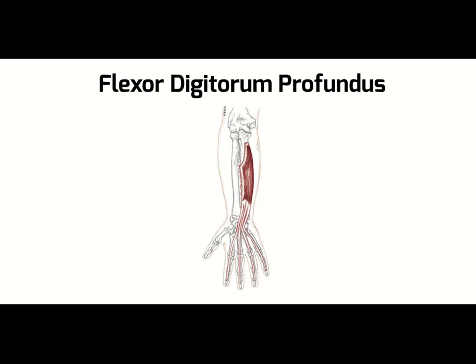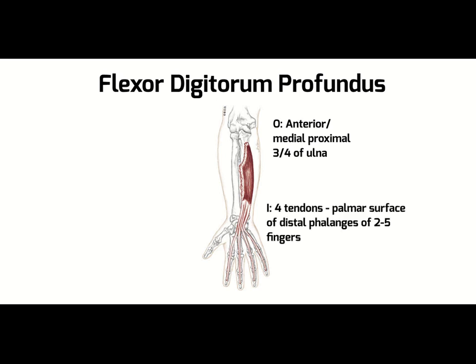It originates from the anterior and medial surfaces of the proximal 3/4 of the ulna. It also splits into 4 tendons, and then it inserts into the distal phalanges on the palmar surface. It's innervated by the median and ulnar nerves.